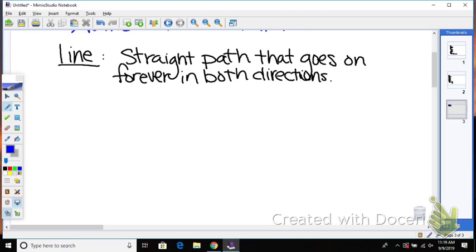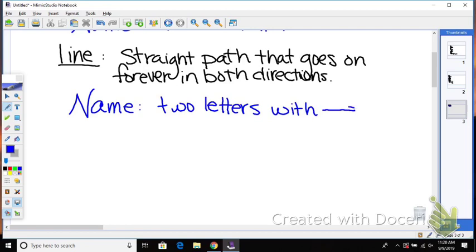So here's how we would name a line. We see a line, it's going to have points on it. You're going to use 2 letters that are on the line with a dash with arrows. So it could look something like this: AB with a dash and arrows. The arrows are important because that shows that it's a line. That's not a line. The segment is different. A line, the way you do a line, you make sure you've got the arrows.